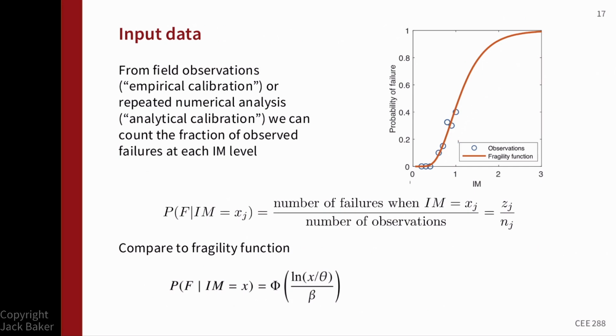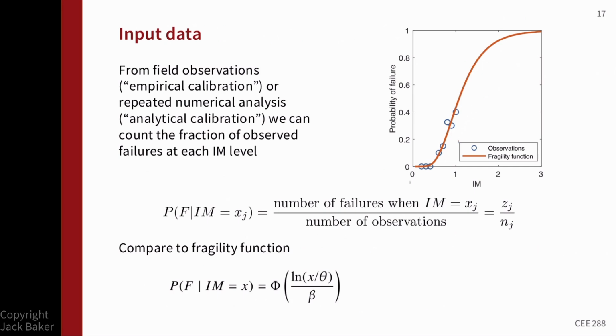All right, so we'll get the field observations. That could be the empirical calibration or numerical analysis for analytical methods. We're going to have a set of IM levels, and we're going to count the fraction of observed failures at each of those IM levels. So that's our observed data indicated in the figure to the right, the circles.